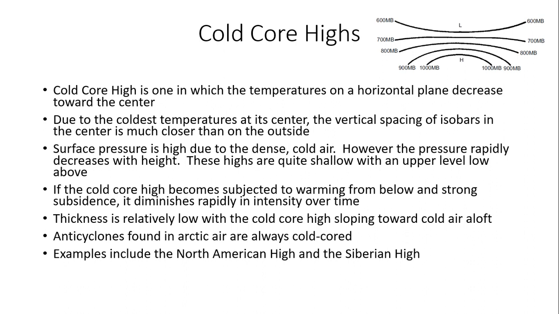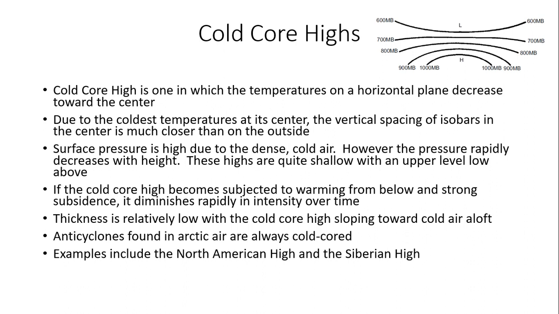However, the pressure rapidly will decrease with height, and I mentioned this earlier, that in a cold column of air, the pressure decreases much more rapidly with height as compared to a warm column. So these cold core highs are quite shallow, with an upper level low typically located above them. If you look at the graphic in the upper right portion of the slide, you'll notice there's a high pressure area denoted by the letter H, and above that there's a letter L, which indicates an upper low situated above the cold core surface high.